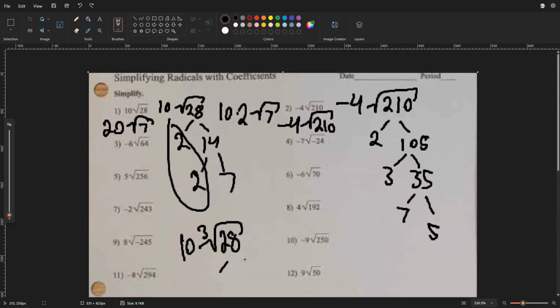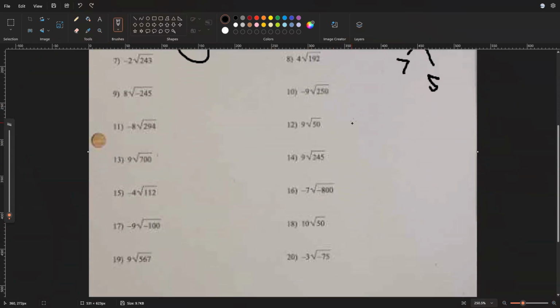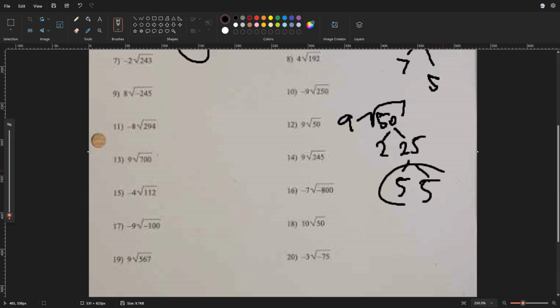Alright, so let's look at one more problem. Let's look at number 12. Number 12 is 9 times the square root of 50. Let's break down 50. 2, 25. 5, 5. Perfect. We know that 25 is a perfect square of 5. So it's 5, 5. So we have a coefficient of 9.